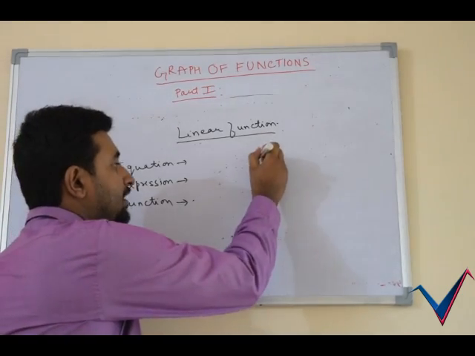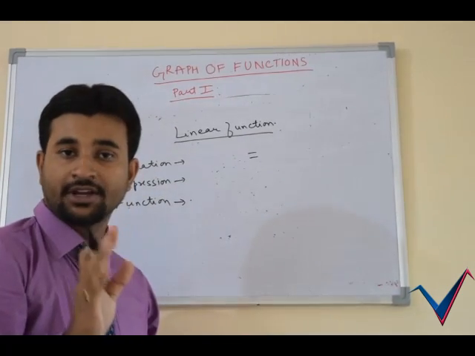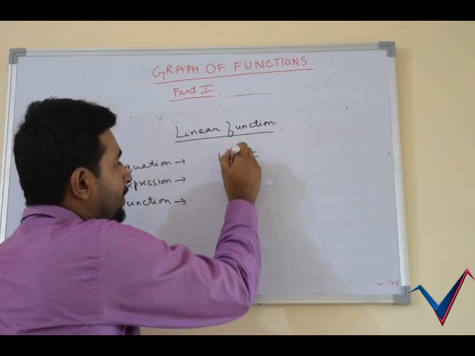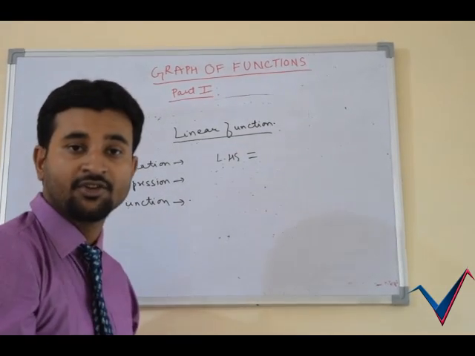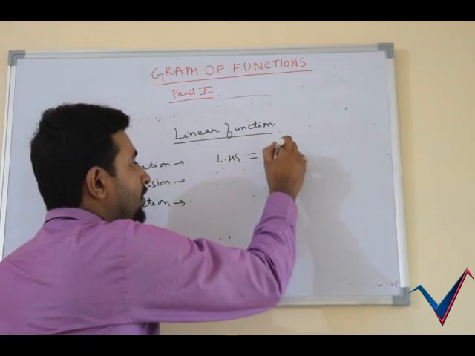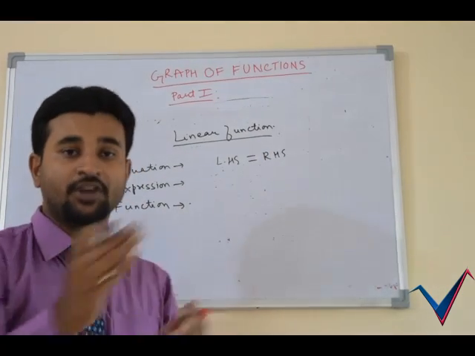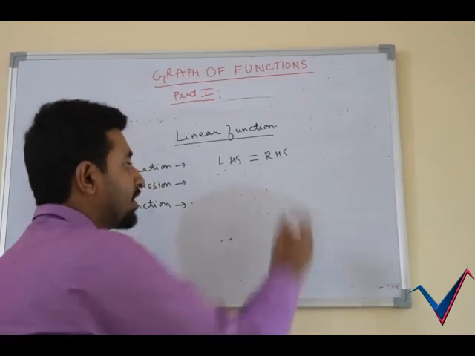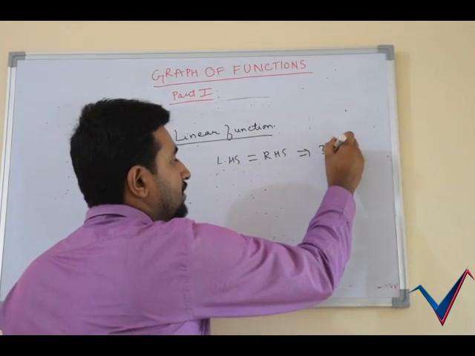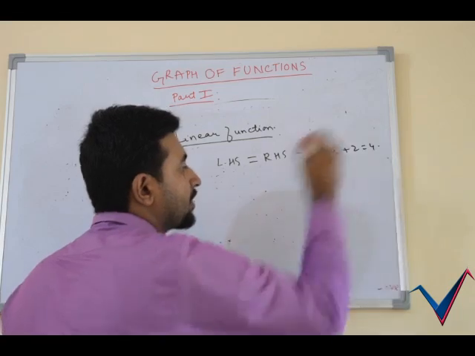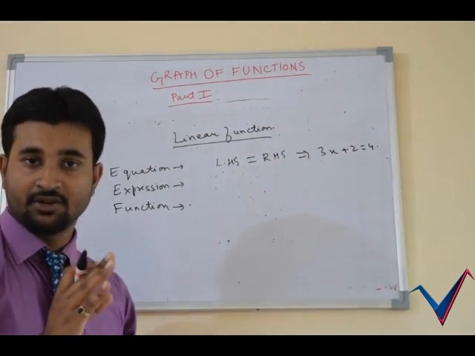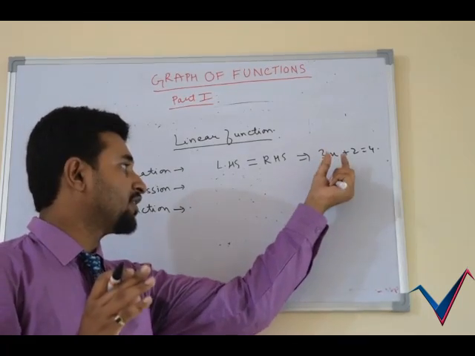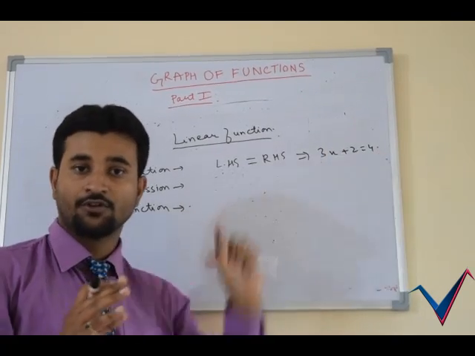Suppose you are having a sign equal to. Anything on the left hand side of equal to is denoted by LHS, and on the right hand side is denoted by RHS. So whenever you are having an expression of the form LHS equal to RHS, that is an equation. For example, suppose 3x plus 2 is equal to 4. This is an equation, because LHS is equal to RHS. I mean, you will have some value of x for which 3x plus 2 will be equal to 4.